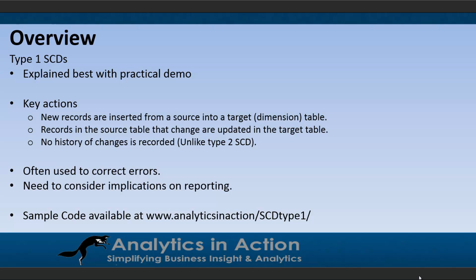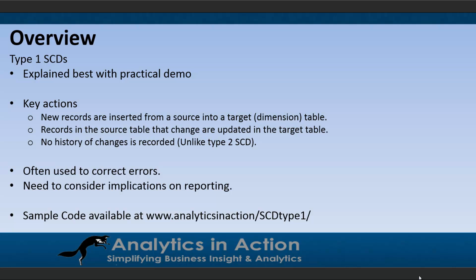But in terms of the key actions that take place with a type 1 slowly changing dimension, new records are inserted from a source system into a target. In that situation, there is no record of, say, that customer in the dimension table, which is the target. In that case, a new record is introduced into the dimension table.